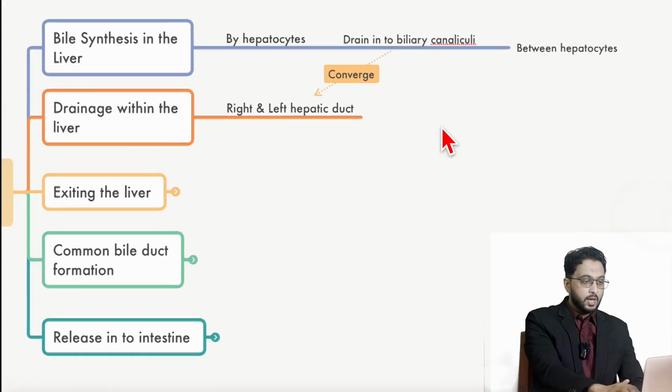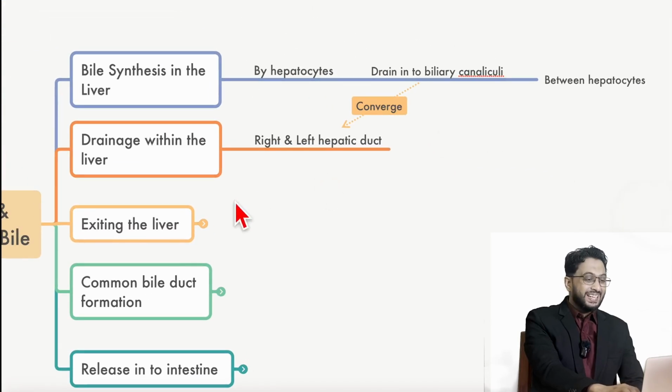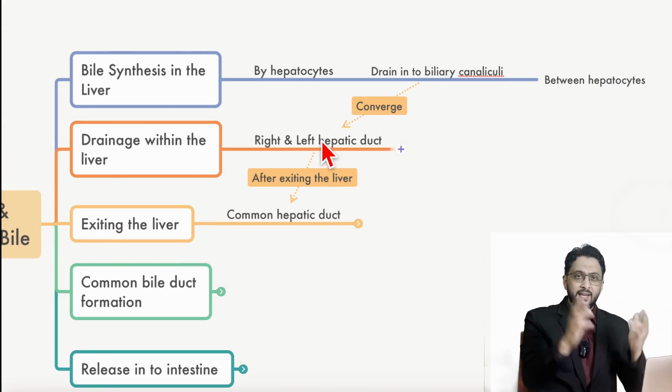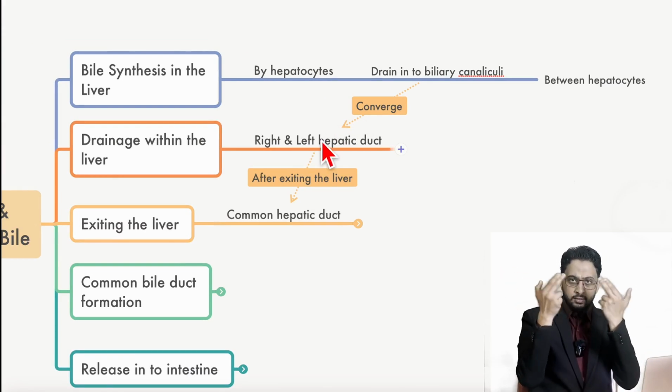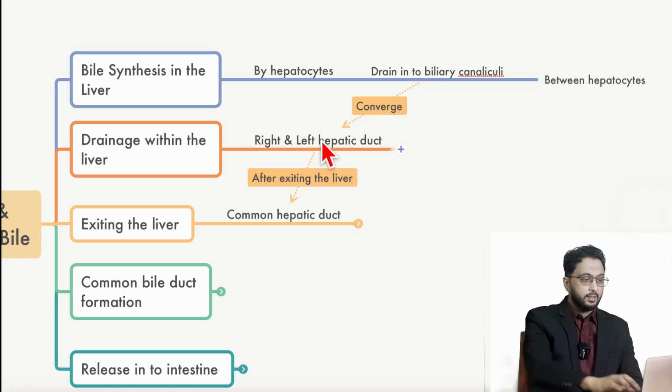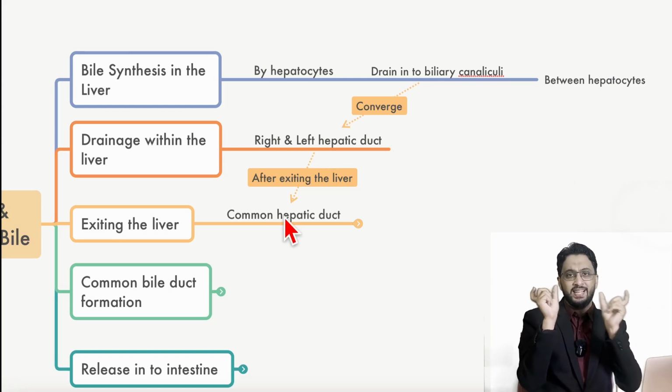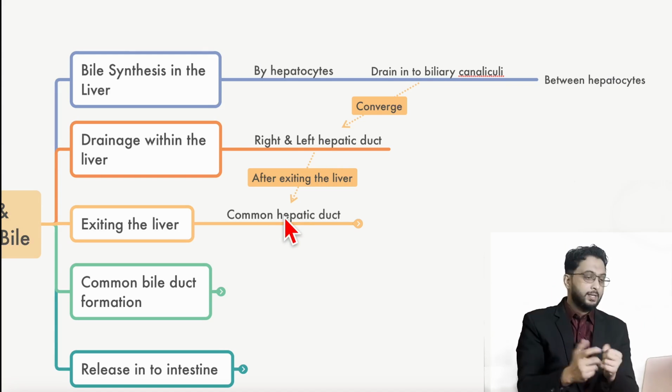Now, what happens? It should exit the liver. So the right and left hepatic ducts join and exit the liver, and it forms a common hepatic duct. Naturally, right and left have to join to form a common one, isn't it?